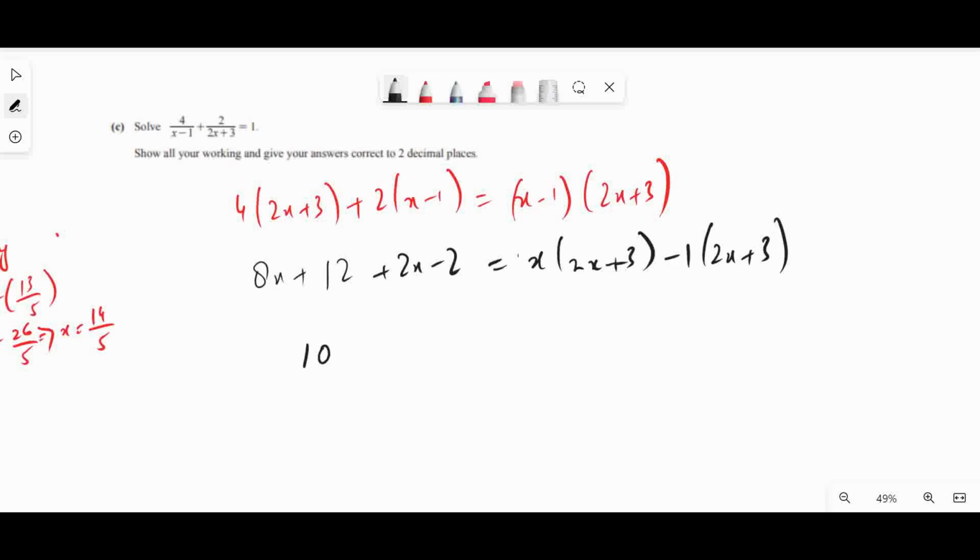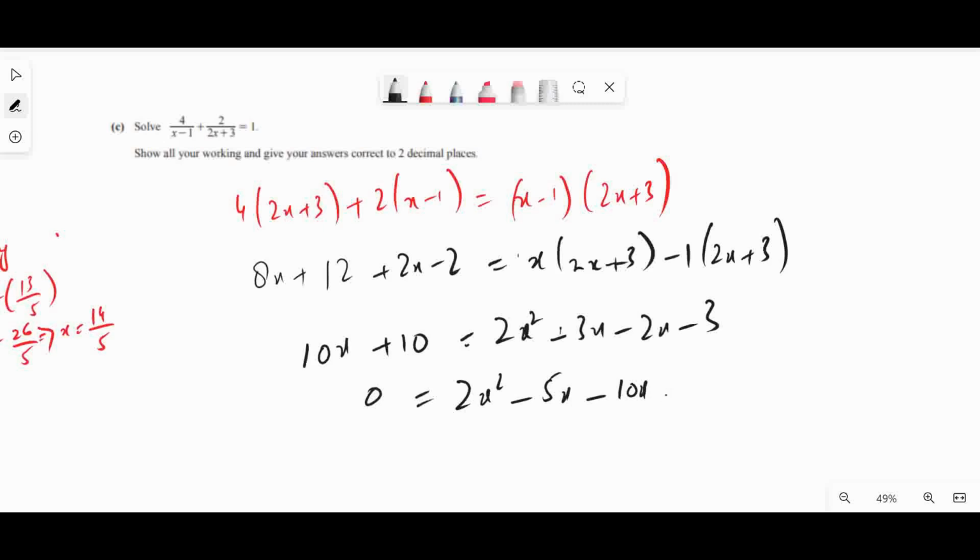This will be equal to 10x plus 10 is equal to 2x square plus 3x minus 2x minus 3. So we can simplify it further. 0 is equal to 2x square minus 5x minus 10x minus 3 minus 10. So 0 is equal to 2x square minus 15x minus 13.